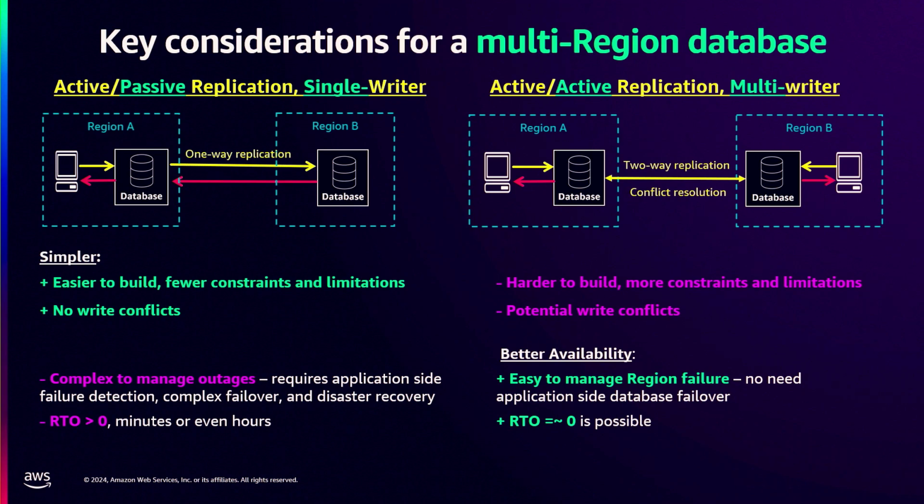This is why so many customers prefer active-active. With active-active, managing the region failure on the application side is much easier because you don't need to do a database failover. The application continues to read and write in all the regions at the same time, and near RTO 0 is possible.